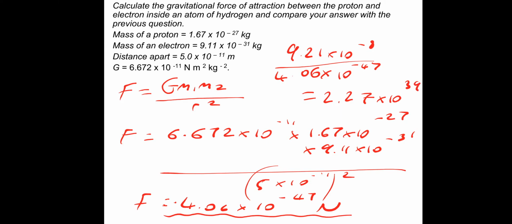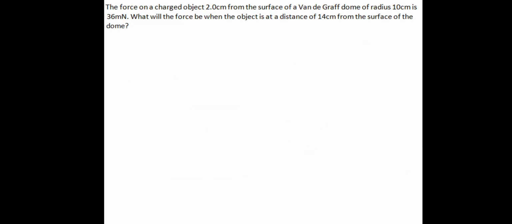So that shows that the electric force is of the order of 10 to the 39 times more significant. Therefore, gravitational attraction is insignificant at the atomic level. This is very important. Okay, let's move on. Practice question. If you want to pause and have a go at this one, then I'll take you through it.